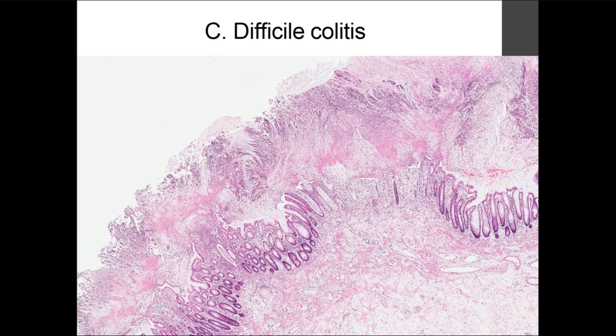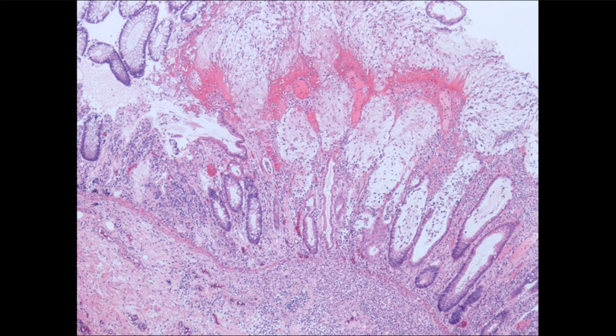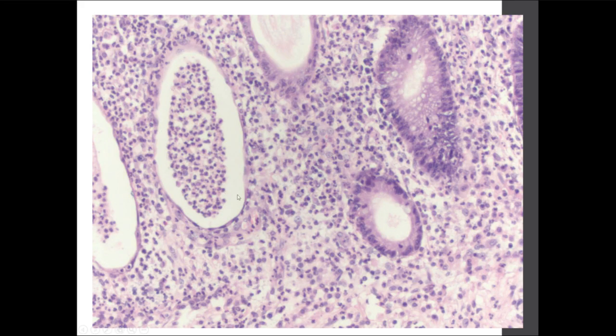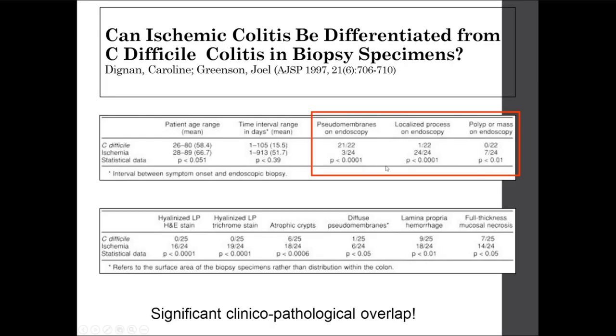And C. diff, obviously. C. diff can be very challenging, particularly on biopsy samples and in the acute setting. Very similar picture to the picture that I just showed on ischemia. However, C. diff tends to have a much more prominent neutrophilic inflammatory infiltrate in the lamina propria. That would highlight this more as a possibility other than ischemia, but again, there's significant overlap between these two.